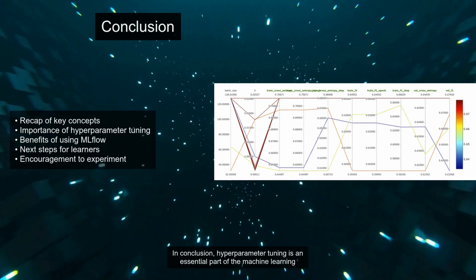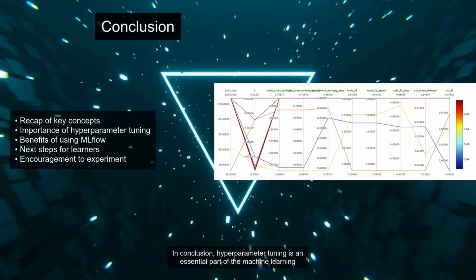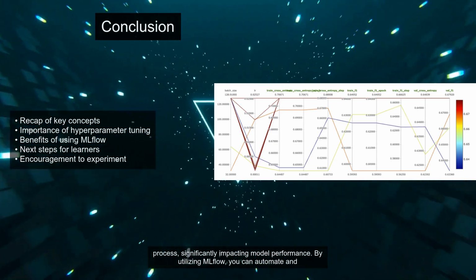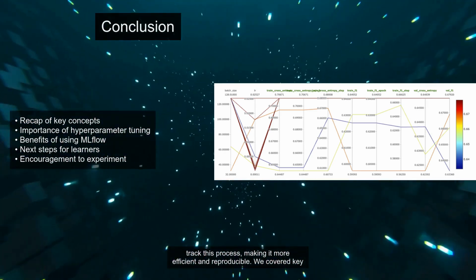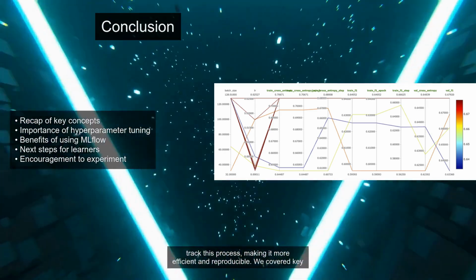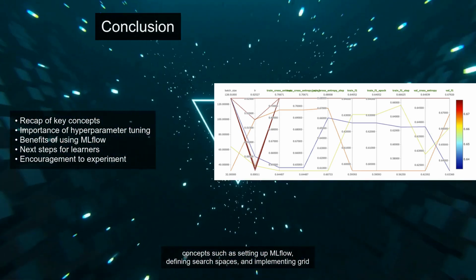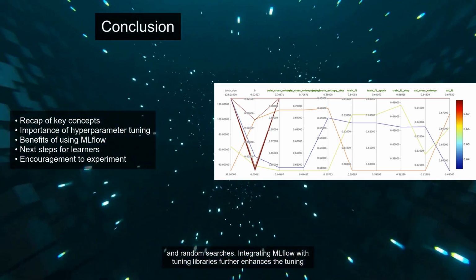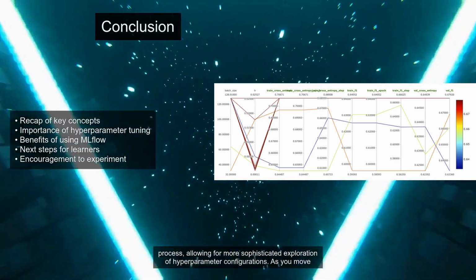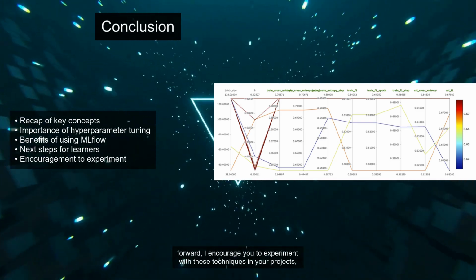In conclusion, hyperparameter tuning is an essential part of the machine learning process, significantly impacting model performance. By utilizing MLflow, you can automate and track this process, making it more efficient and reproducible. We covered key concepts such as setting up MLflow, defining search spaces, and implementing grid and random searches. Integrating MLflow with tuning libraries further enhances the tuning process, allowing for more sophisticated exploration of hyperparameter configurations.